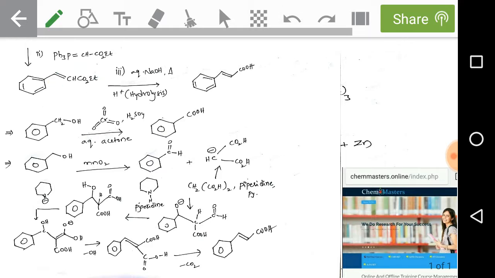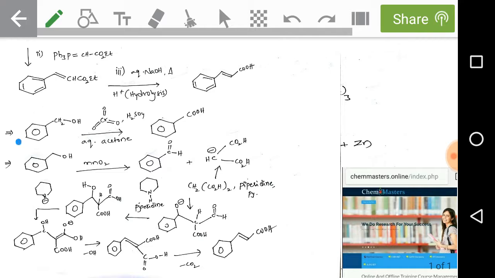Okay, right. And in the next step, the combination we have is aqueous NaOH on heating followed by hydrolysis, and we can get the cinnamic acid. That means in the first step, in the presence of aqueous NaOH, the ester is cleaved to produce the carboxylic acid group, by the elimination of ethanol. By the elimination of ethanol we get the final product, cinnamic acid. That means the first reagent combination is the correct reagent combination to produce cinnamic acid from benzyl alcohol.